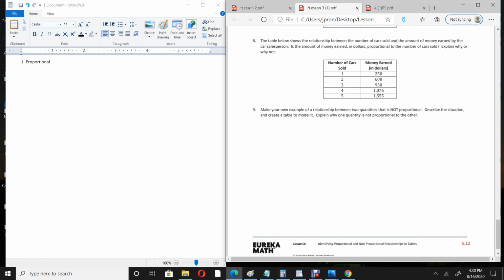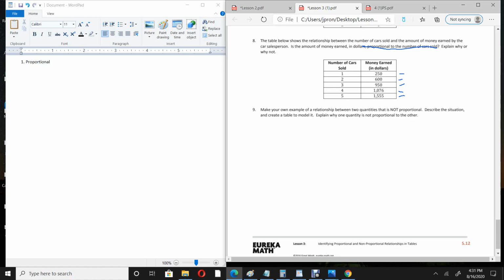The table below shows the relationship between the number of cars sold and the amount of money earned by each car salesman. Is the amount of money earned in dollars proportional to the number of cars sold? Explain why. Again, it's just asking, is it proportional? Why? Why not? Tell me why. Is the unit rate constant? Tell me. All right, you can do it.